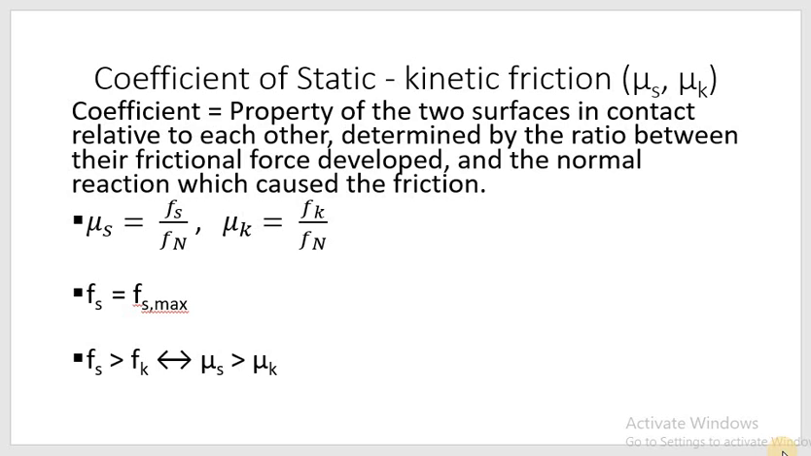By definition, the static friction coefficient is equal to the maximum static friction over the normal reaction of the surface. Then the coefficient of kinetic friction is equal to the kinetic friction divided by the normal reaction of the surface. Now, since we just saw that the static friction is higher than the kinetic friction, it follows that the coefficient of static friction is greater than the coefficient of kinetic friction.